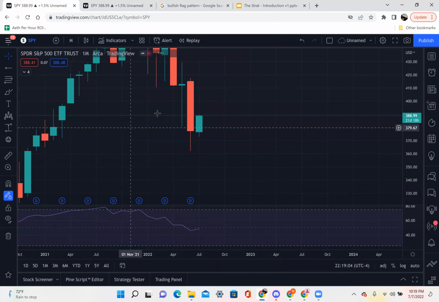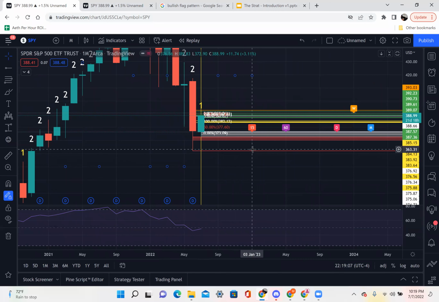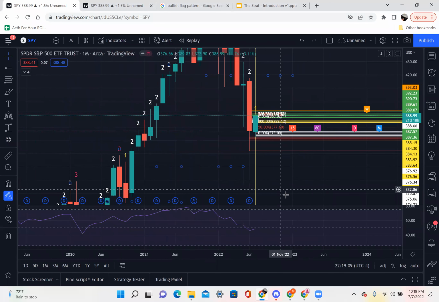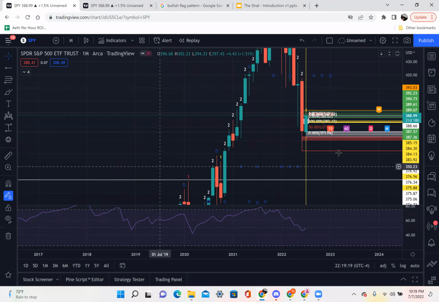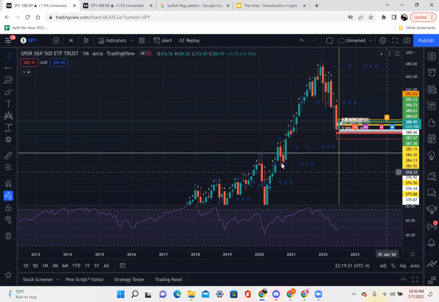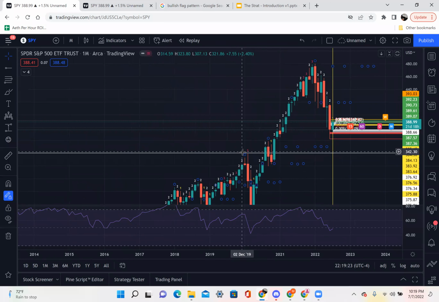Let's go to the monthly. Do I think it'll hit 340? See how easy this is. Of course, I'm going to look at the whole overall thing, but 340. Do I see SPY hitting 340?